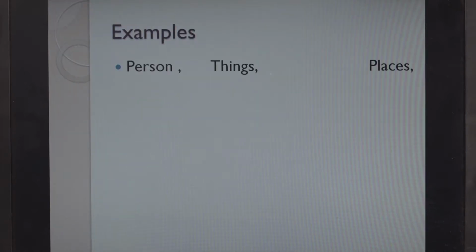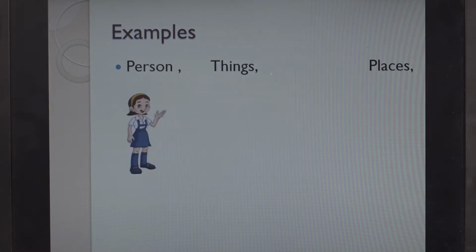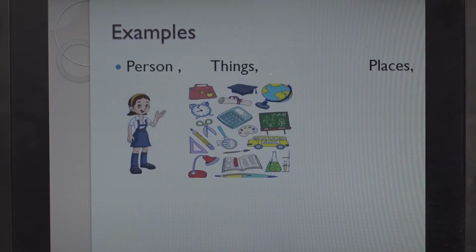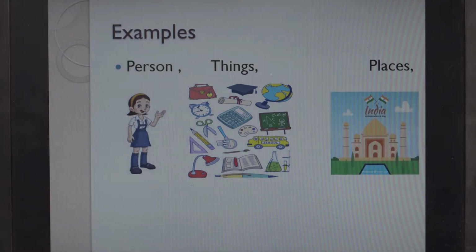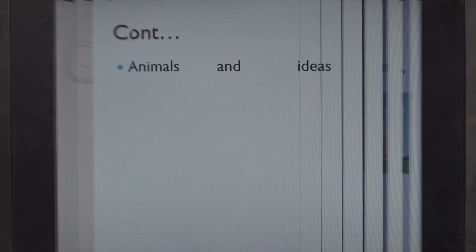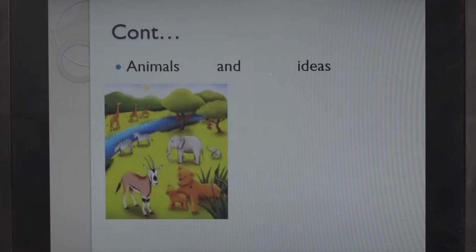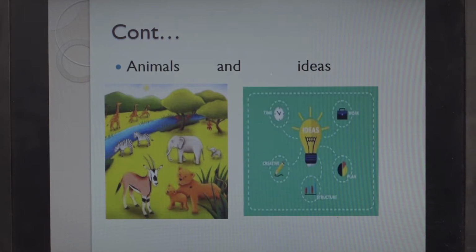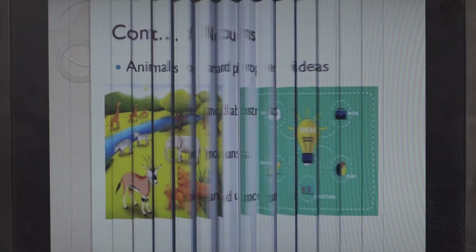So we have examples of nouns. We have a person. We have things of various kinds. We have places like India. We have animals, like the wild animals here: elephants, lions, zebras, giraffes. And then ideas, we have work, services, and many others.